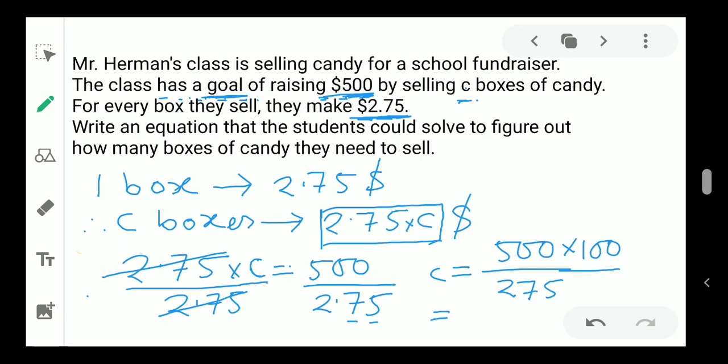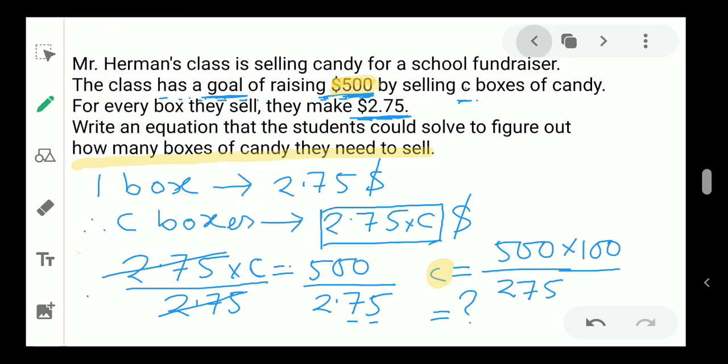I am leaving this part for you. Now you simplify. In this way we can easily find the value of C, that means how many boxes I have to sell in order to get a profit of 500 rupees.